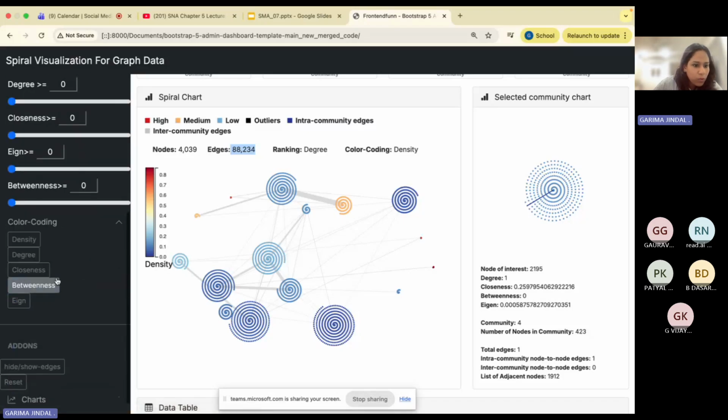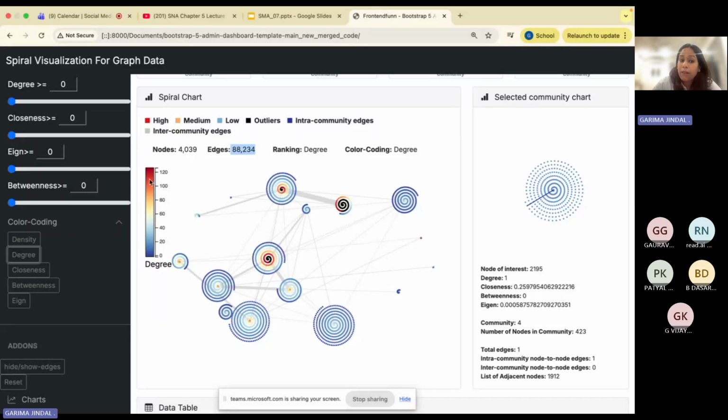So let me show you. There is this color coding. Currently the nodes are ordered based on degree. If I change the color coding, now the color coding is based on degree centrality. All the blue nodes are the nodes with lesser degree, and the yellowish nodes are the nodes with the greater degree.